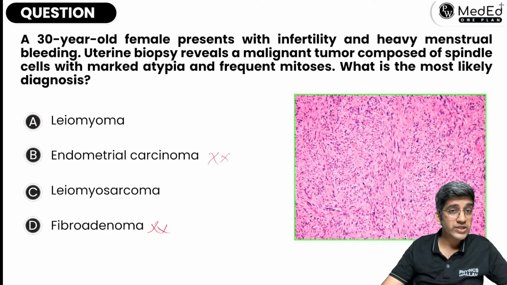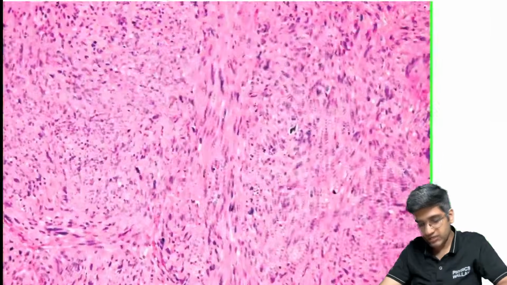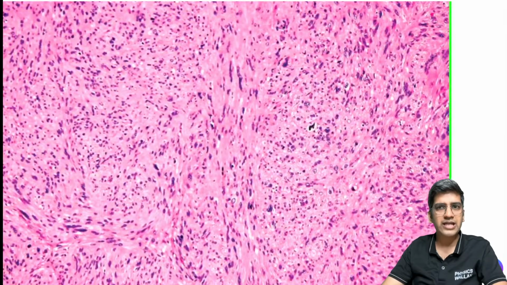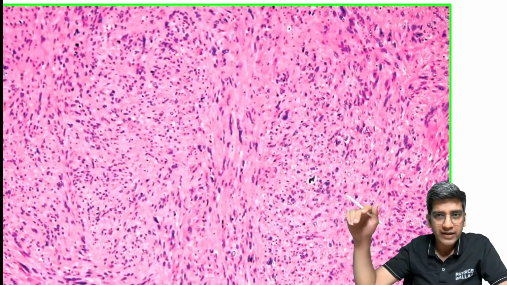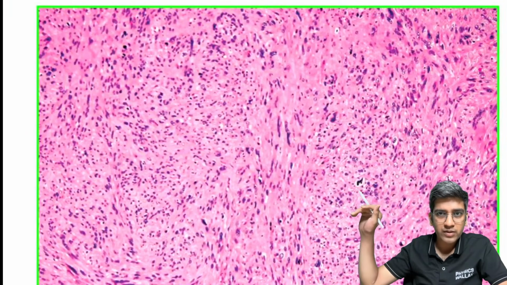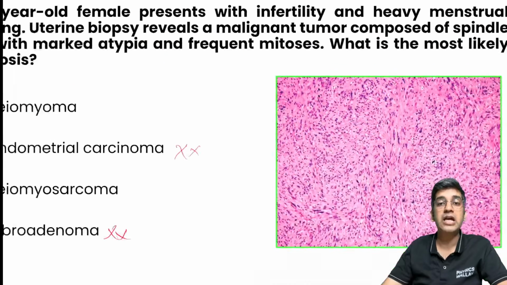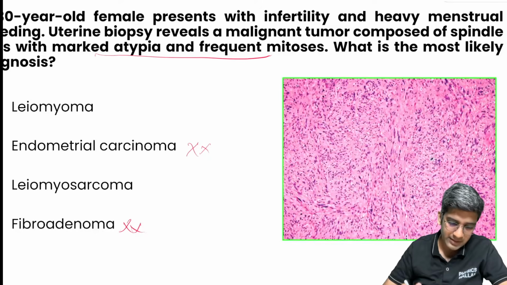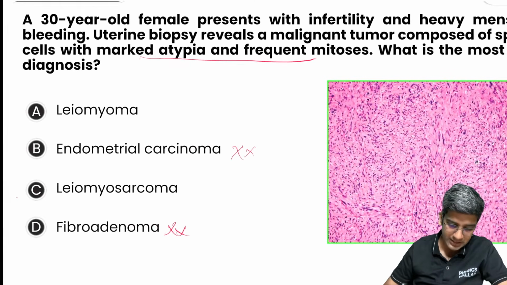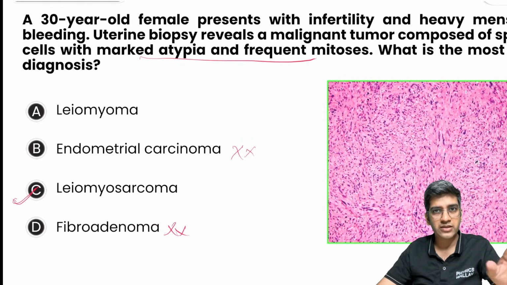But also the question says marked atypia. Look at this image. It's also not normal, right? It's atypical. You have mitosis here. It's not normal. You have big cells, small cells, multiple atypias there. Marked atypia, frequent mitosis makes it malignant. The only spindle cell malignancy which can happen in these 4 options is leiomyosarcoma, right?